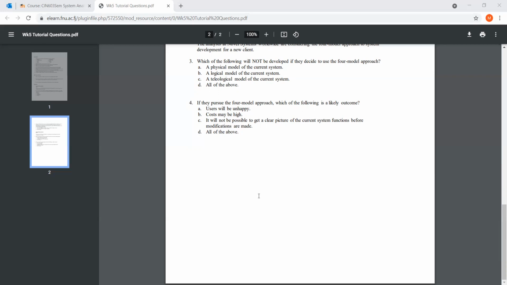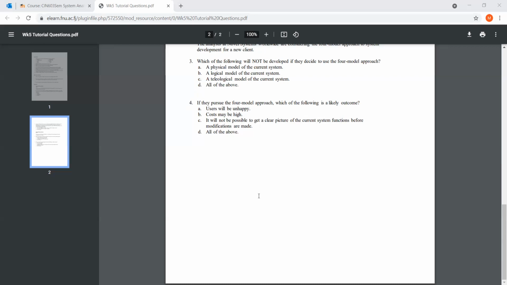Because it gives more sets of data to analyze things. It gives more options. It gives more solutions. So I think the user will be happy. So option A is counted out.